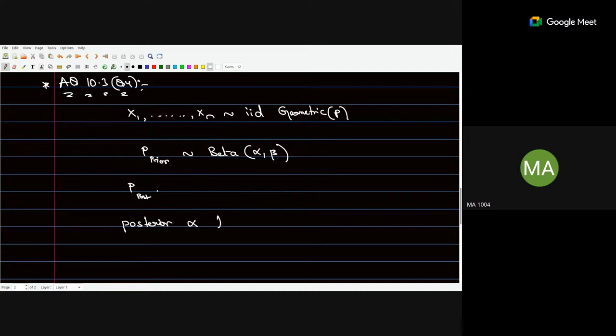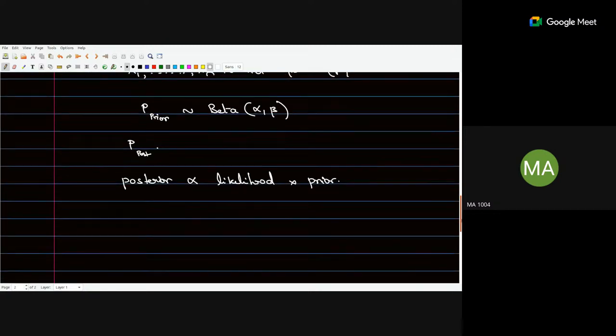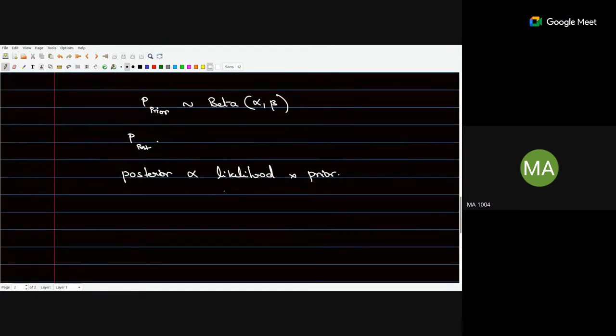Posterior is directly proportional to likelihood times prior. I hope everyone knows this. The intuition behind why posterior is becoming likelihood times prior comes from the Bayes rule. So now we have to find this, and we already have this. Correct? Am I correct till here?